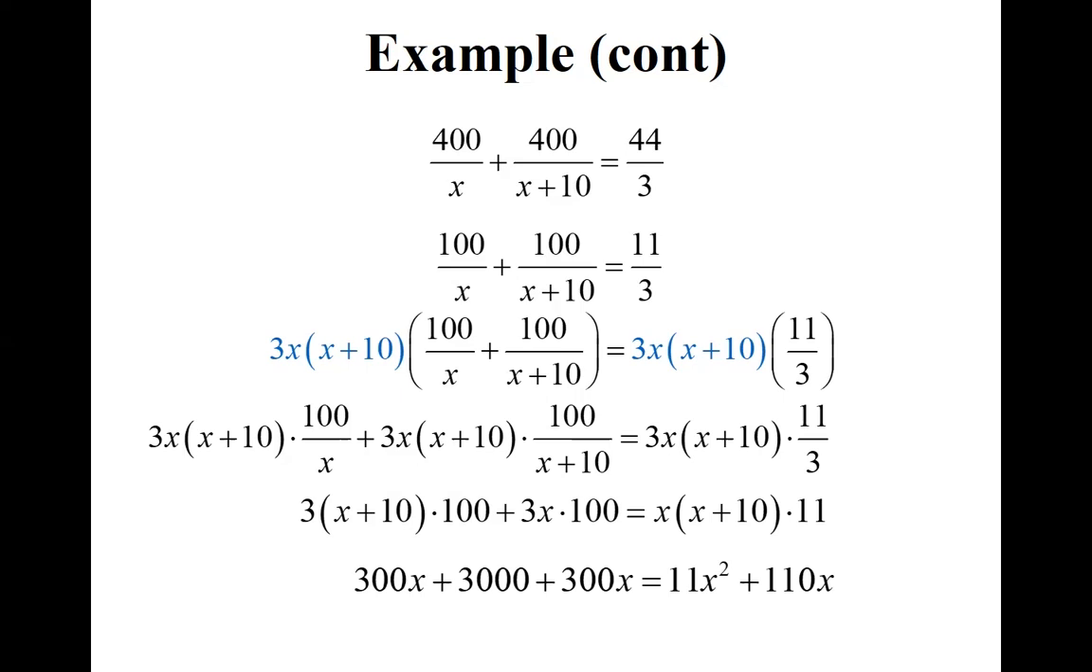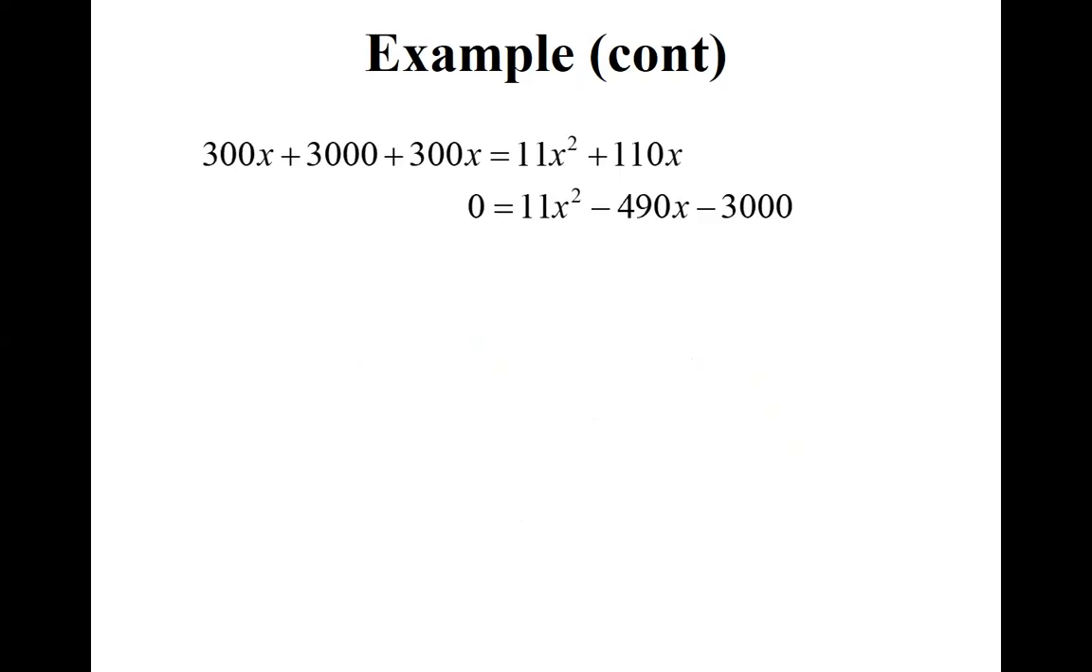The left has been simplifying as we go. 600x plus 3,000. Subtract 600x from both sides, subtract 3,000 from both sides. We get 11x squared minus 490x minus 3,000.